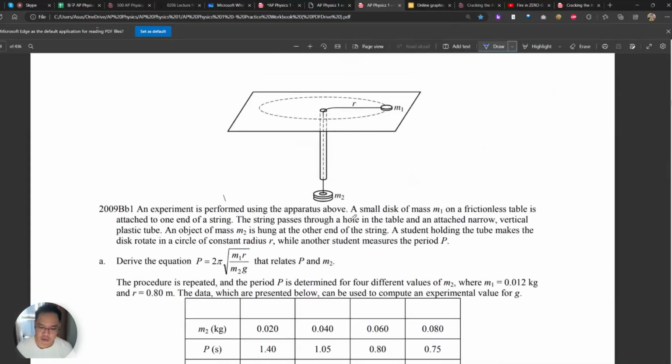Experiment performed using a parallel above, a small disk of mass small m on a frictionless table, attached to one end of a string. The string passes through a hole in the table and is attached to a narrow vertical plastic tip. An object of mass M2 is hung at the end of the string. A student holding the tip makes the disc rotate in a circle of constant radius, while another student measures the period P. We write the equation P that relates P and M2.